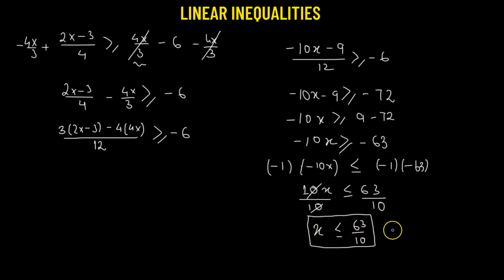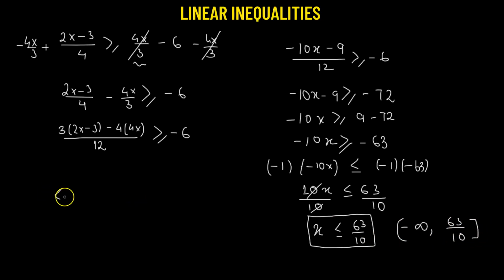And if we want to write it in the interval form, that will be negative infinity, starts from negative infinity and goes all the way up to 63 over 10. So here negative infinity is unbounded, so we'll use an open interval, but 63 over 10, that is included, so this will be denoted by a closed interval.